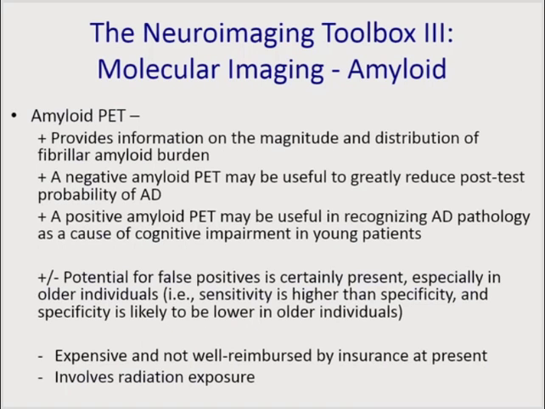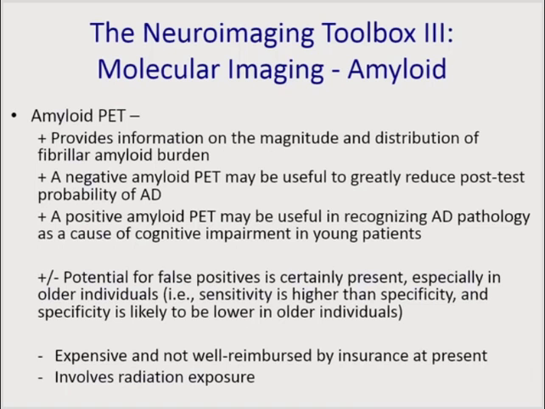So the next major class of imaging that I just want to briefly review is molecular imaging, and in the context of dementia differential diagnosis, probably the most talked about molecular imaging tool is amyloid PET. So now I believe there are 4 FDA-approved amyloid imaging agents. There's a couple things about amyloid PET. First, it's early. We're still learning how to integrate this into clinical practice, and I'll talk a little bit about that in a minute. But what amyloid PET does is it provides information on the magnitude and distribution of fibrillar amyloid burden. It does not constitute a diagnosis in and of itself of Alzheimer's disease or anything else.